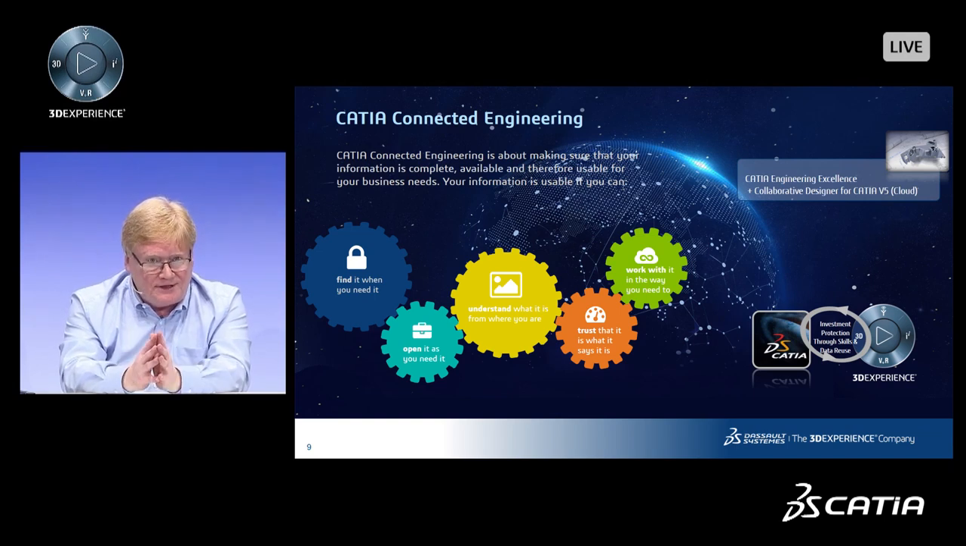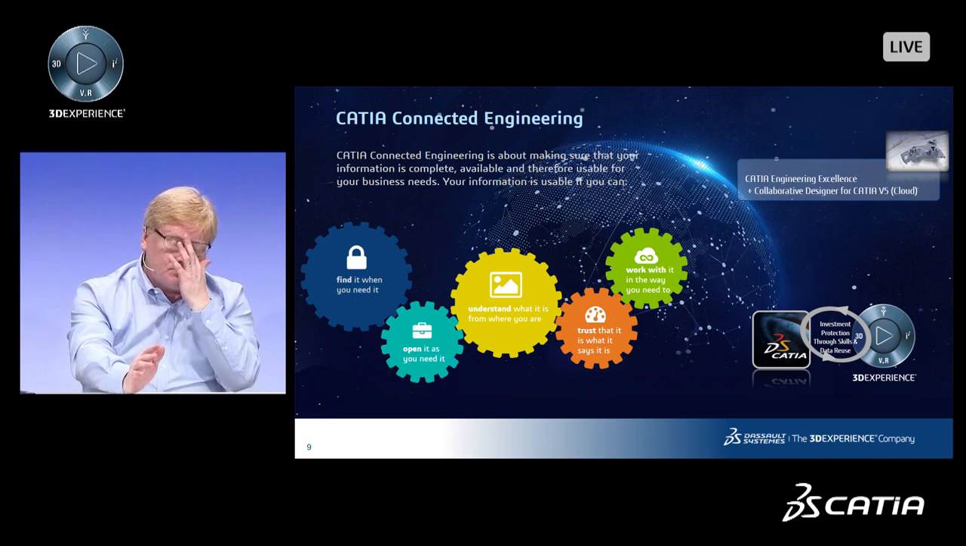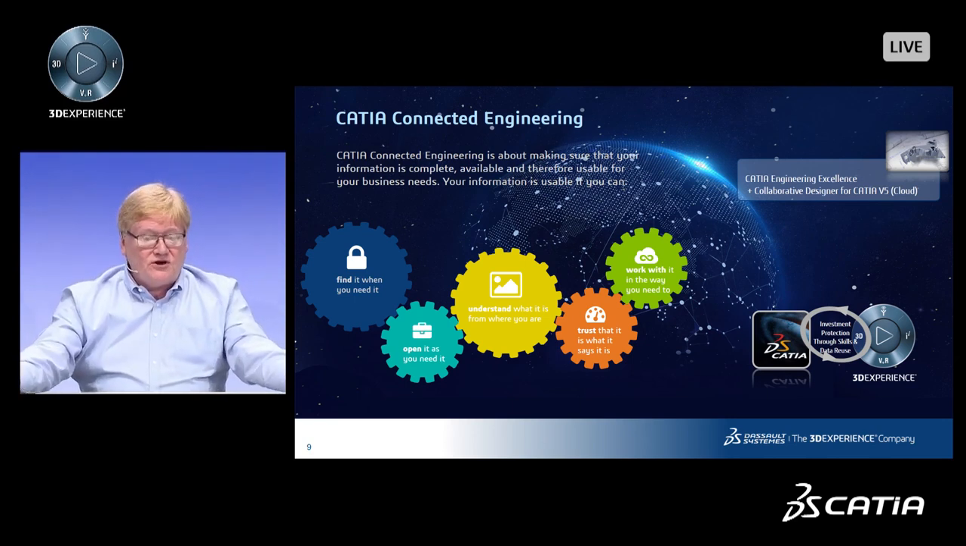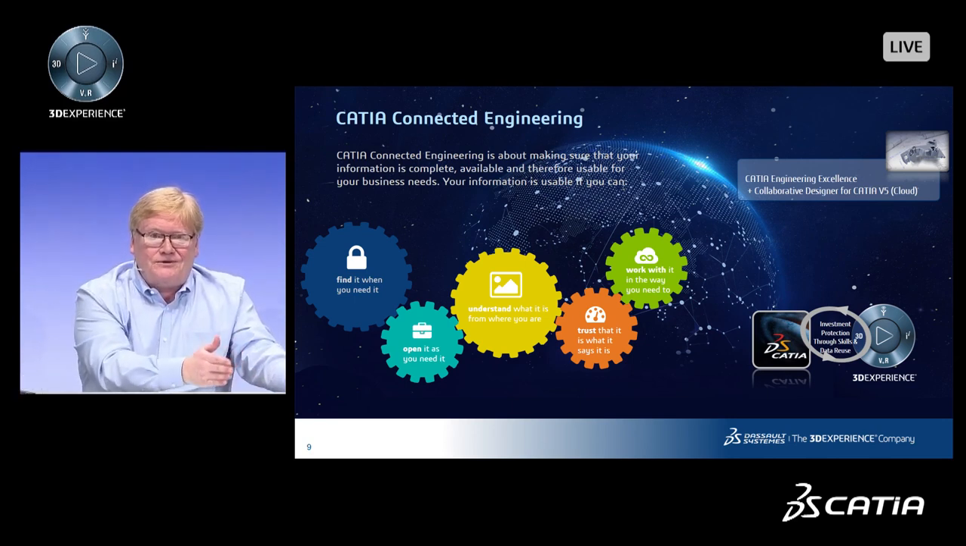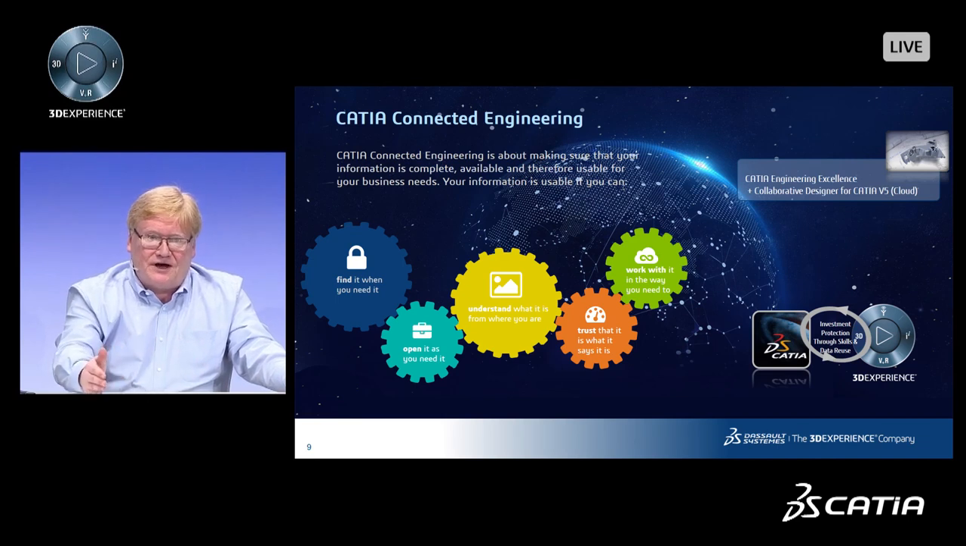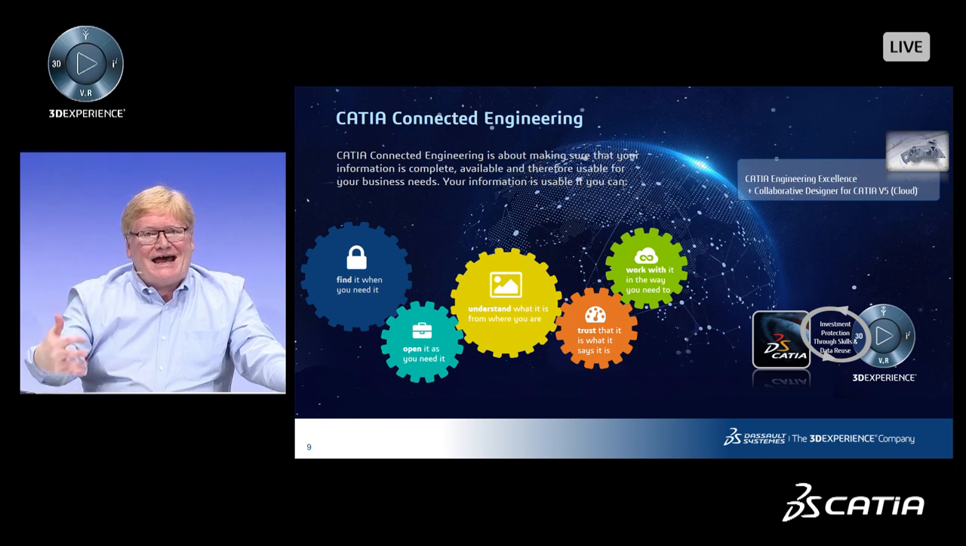Your investment in CATIA version 5 tools, processes, skills is preserved because you keep continuing to use CATIA version 5 and you can then enhance that process by adding capability to it, not by removing it. So there's no need to migrate. You can simply augment your CATIA version 5 capability with some of the new things that we'll talk about in just a moment.